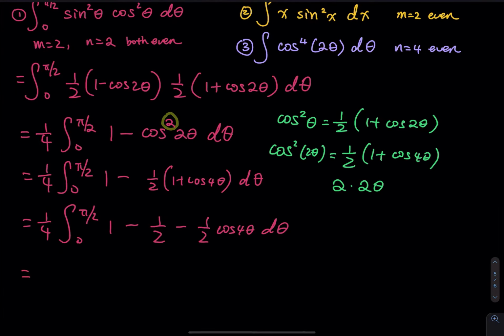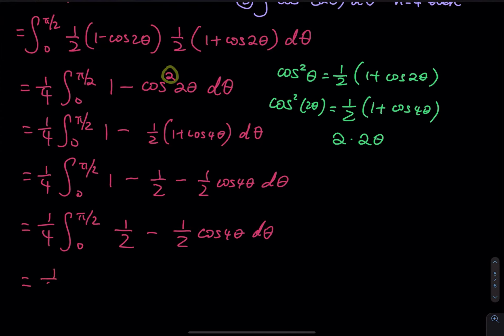And then that is equal to 1/4 times the integral from 0 to pi over 2 of 1/2 minus 1/2 cosine of 4 theta d theta, and now we are ready to integrate. So we have 1/4. The integral of 1/2 is 1/2 theta, and the integral of cosine is equal to sine, right? So that is a sine of 4 theta.